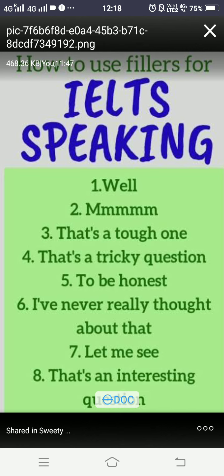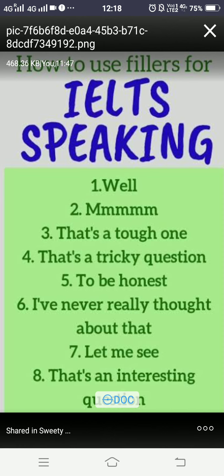Or if the question is about the future, for example, do you think in future computers will replace teachers in the classroom? Then you can say, well, it is quite difficult to say something concrete about the future. If you like any question, then you can say, well, that's an interesting question. So these are the common fillers which you can use just to make your part 3 more impactful.